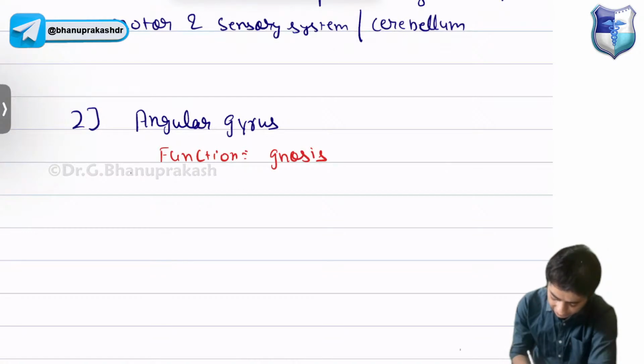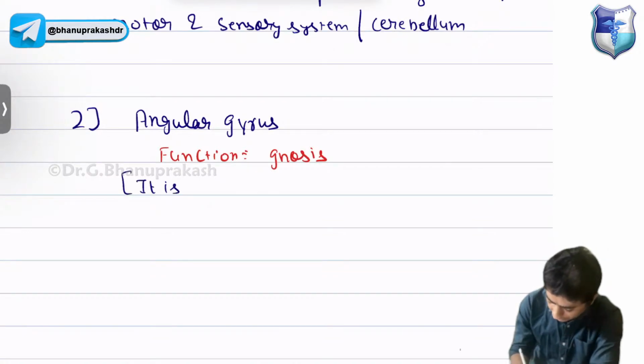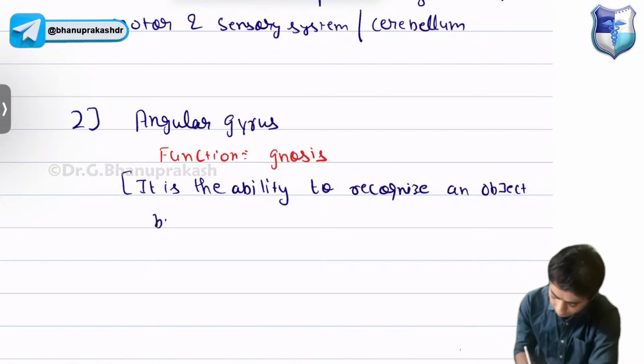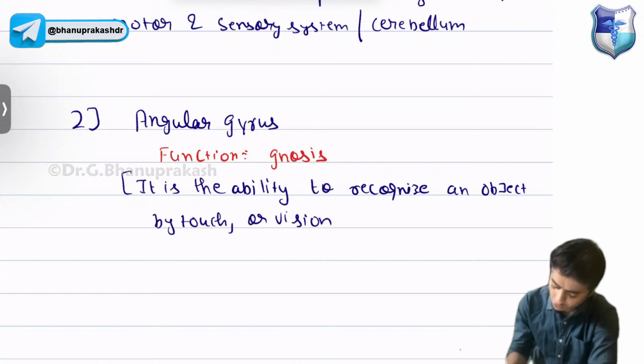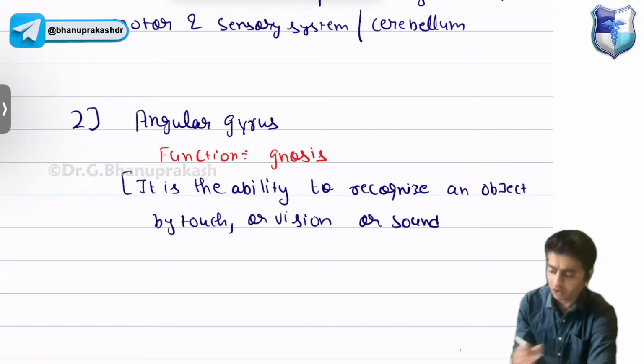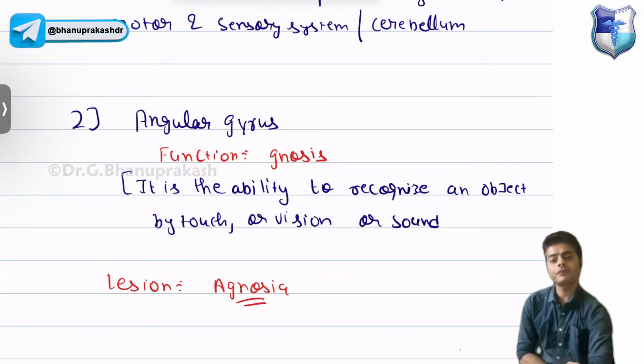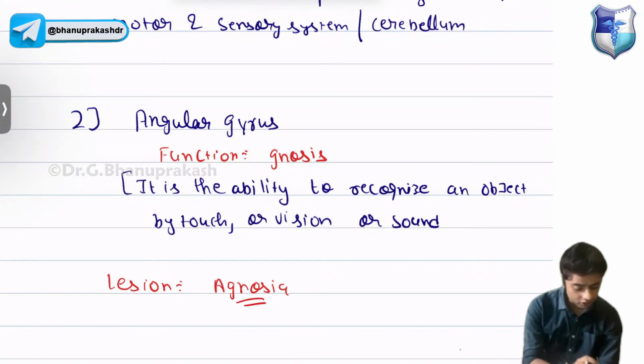What do you understand by the term gnosis? It is the ability to recognize any object by touch, or vision, or by sound. And if there is a lesion, it is known as agnosia. Everyone got this one?